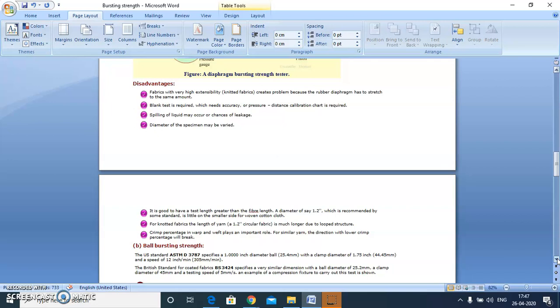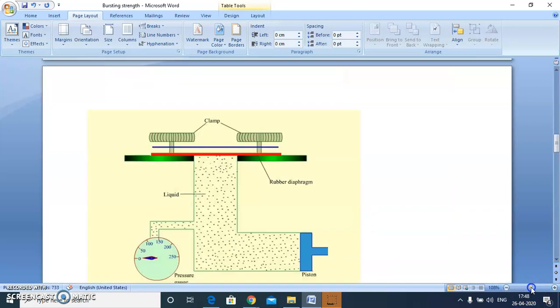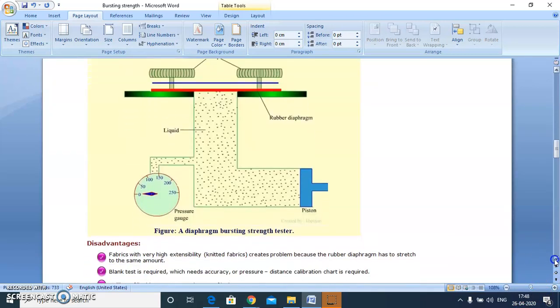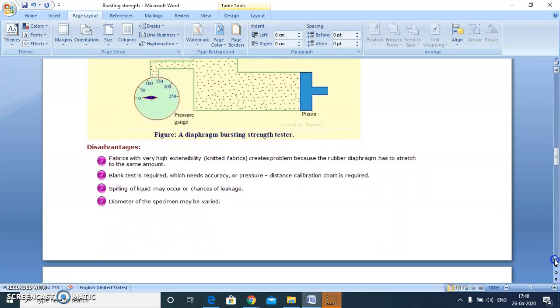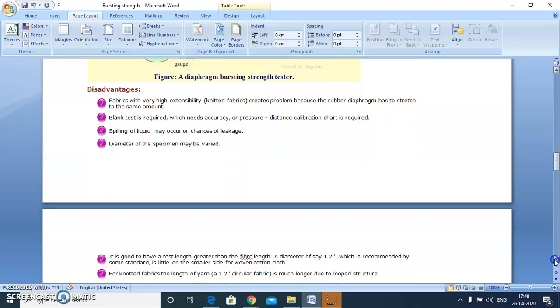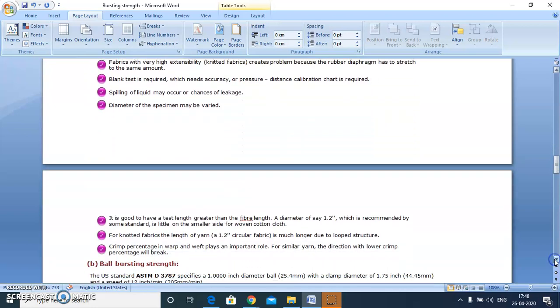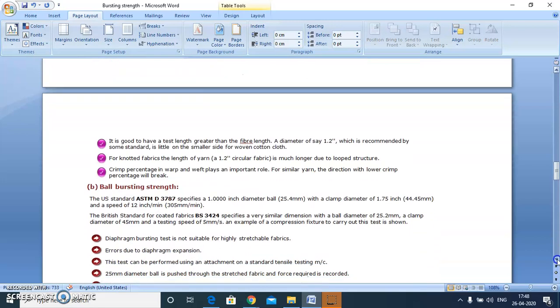One more factor we can note from here is that the crimp percentage in the warp and weft direction is also important. The direction with lower crimp will have less extension and will have lower bursting strength. So crimp is also an important factor which contributes to the bursting strength of the material.